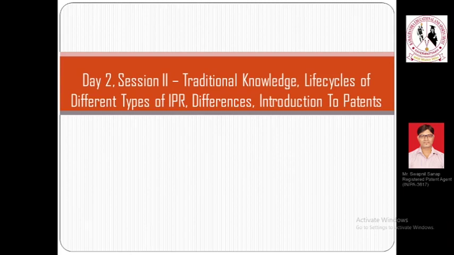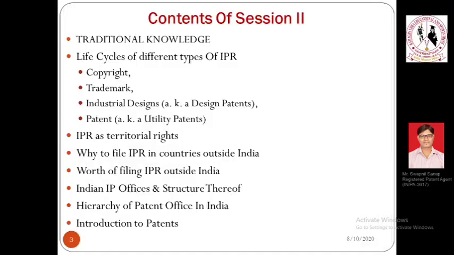In this session, we are going to briefly talk about the only remaining type of intellectual property right. Then we are going to touch base on the various life cycles of the intellectual property right, the types that we have seen. What are the differences between the life cycle of these different types of IPR? And then we are going to move on to patents. The contents for this session, like I just briefly mentioned, are the details about the traditional knowledge type of IPR.